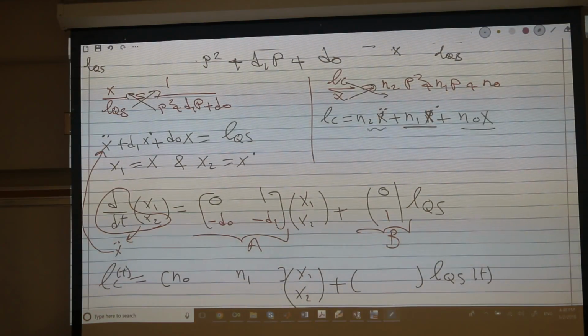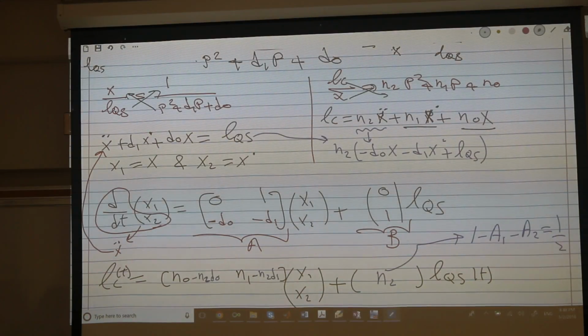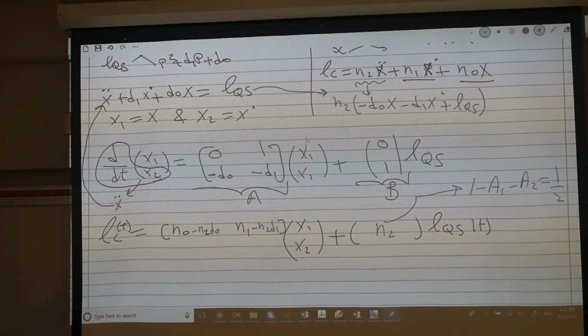This term, we need to use this equation to get it. So it's N2 times negative d naught x, negative d1 x dot, plus L quasi steady. So we'll do it here. This is N2 d naught, N2 d1, and here is N2. N2 is 1 minus A1 minus A2, which is the half. And we have a state space model for our unsteady aerodynamics. Please keep it because we will use it in our flutter analysis.